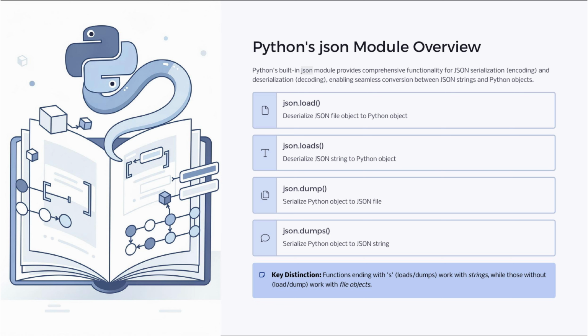Python's JSON module is essential for JSON serialization and deserialization. Use json.load to convert JSON files to Python objects, and json.loads for JSON strings. Conversely, json.dump writes Python objects to JSON files, while json.dumps converts them to JSON strings. Remember, functions with s handle strings, those without handle files.